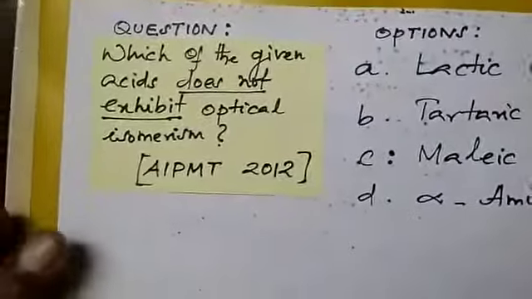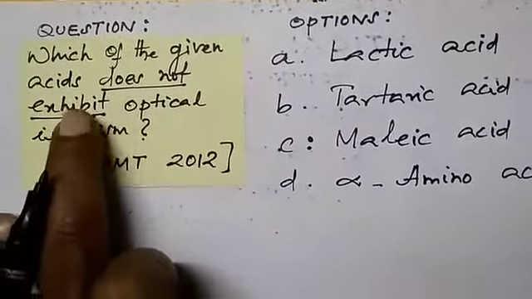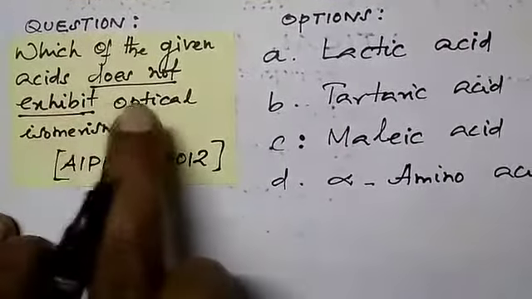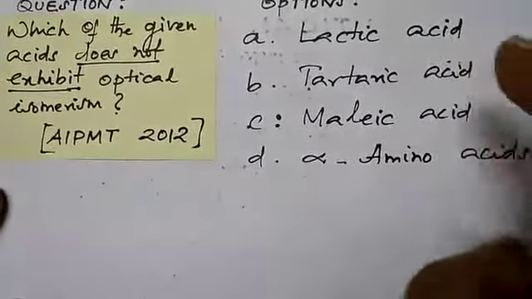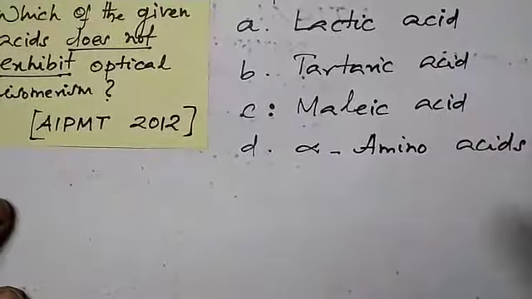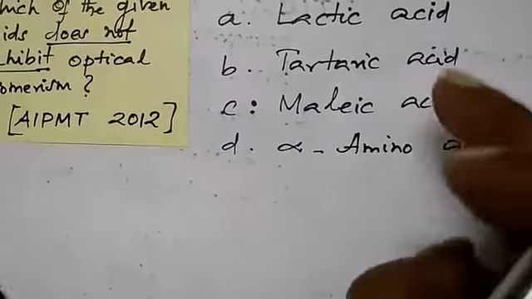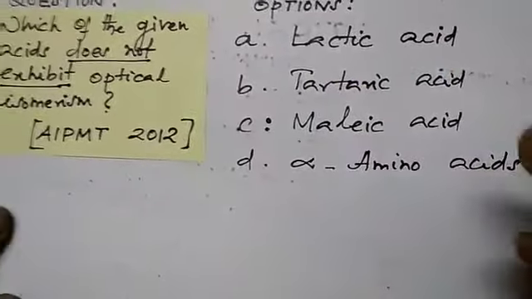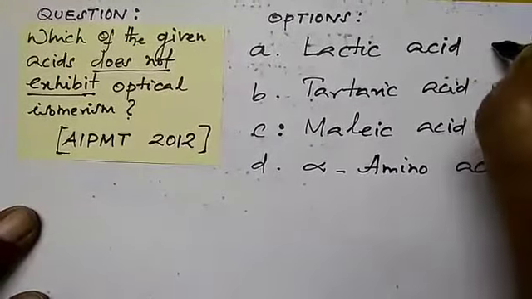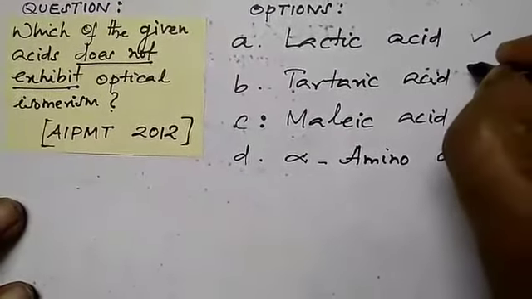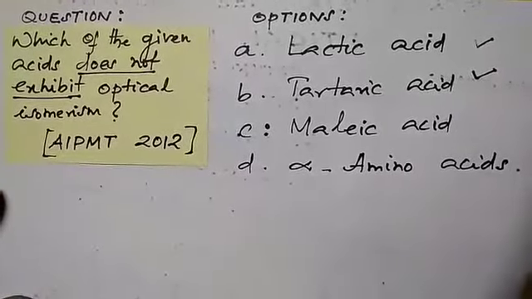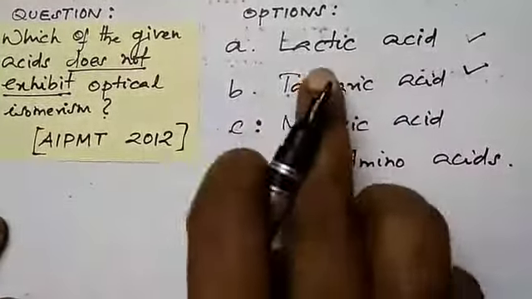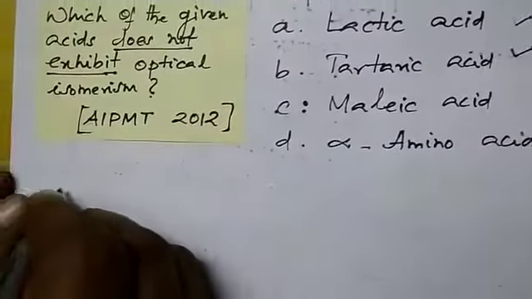Knowledge is very simple. Anyhow, you draw and find out which of the given acids does not exhibit optical isomerism. You are provided with lactic acid, tartaric acid, maleic acid, and alpha amino acid. By knowledge we know lactic acid and tartaric acid show it, so we can eliminate them. Even so, for your knowledge I am giving the diagram of lactic acid.